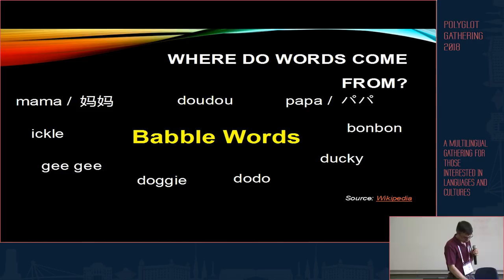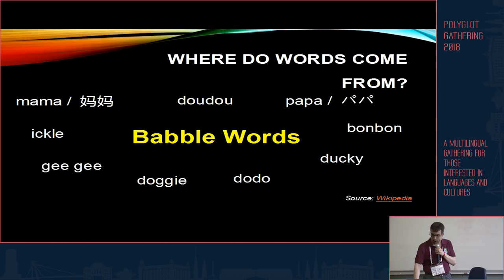So when we're learning to talk, when we're acquiring language, there are certain consonants that are easy to say, like p and b and m and d and t. But other ones like f and z and th are more difficult. So the words with those consonants tend to take longer to master. So these are the kind of words that babies first use.